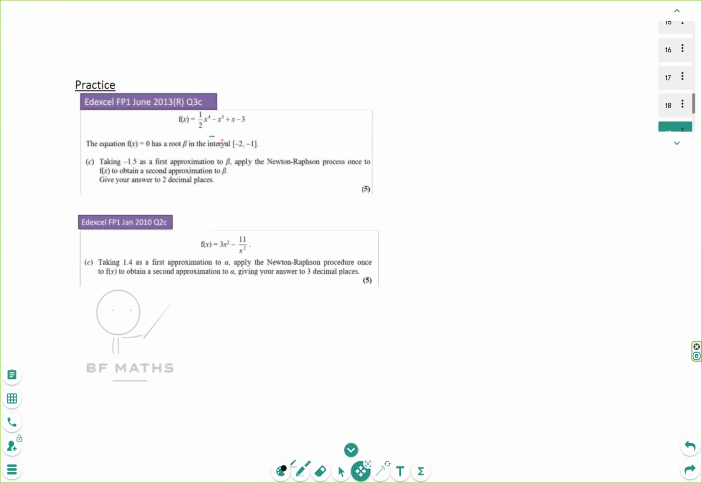There are two practices, but have a go at the first one and then see if you can get it done. Pause the video, have a go at the question. They want you to do it just once to obtain the second approximation. Do it once. Pause the video, have a go at the question. When you're ready for the answer, you can press play.